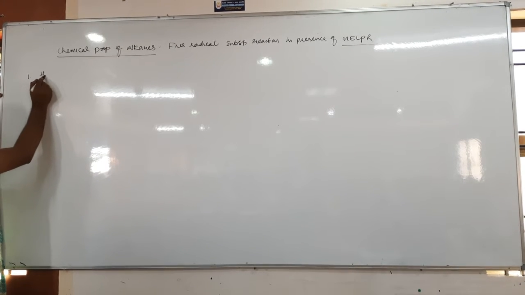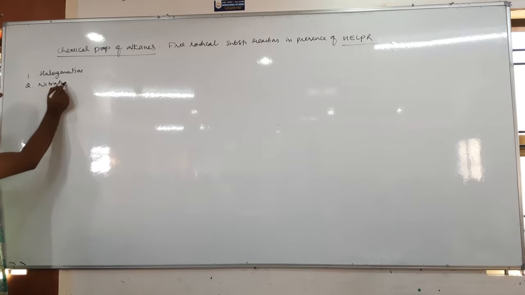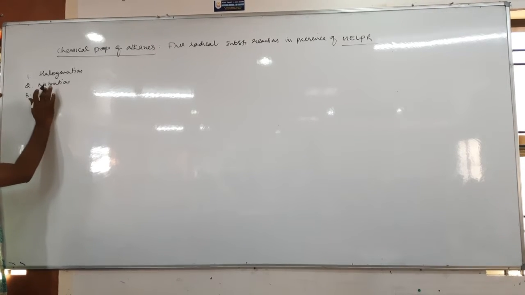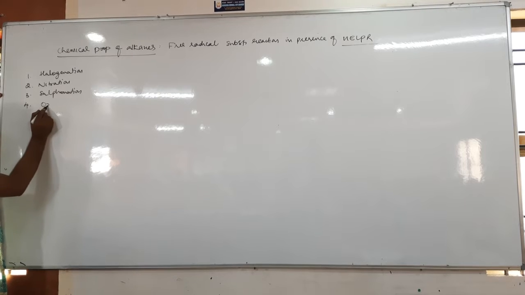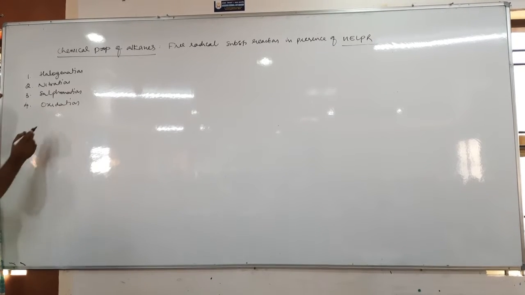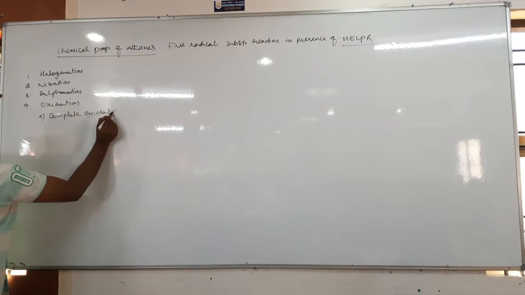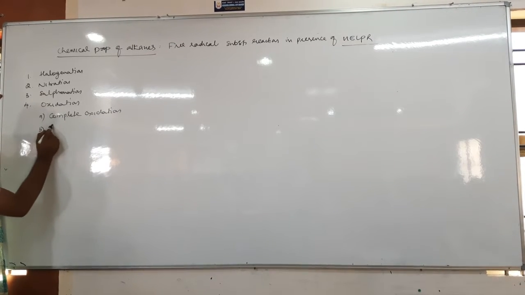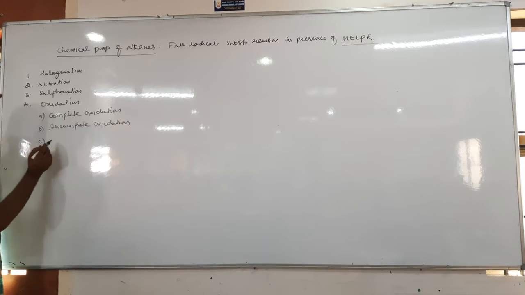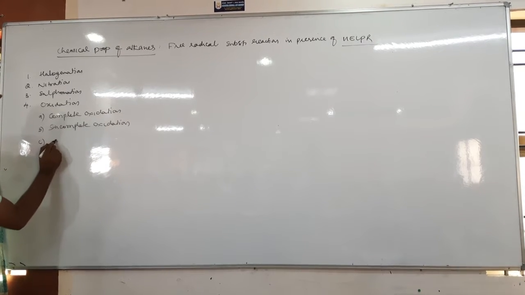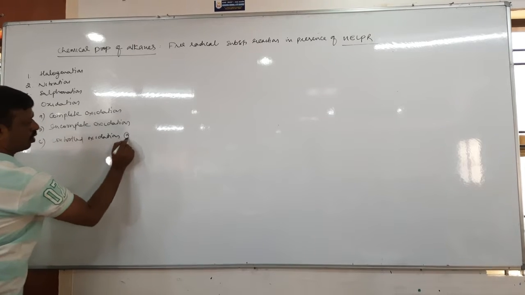1 halogenation, 2 nitration, 3 sulfonation, 4 oxidation. In oxidation there are 3 types: A complete oxidation, B incomplete oxidation, C controlled oxidation, or catalytic oxidation.